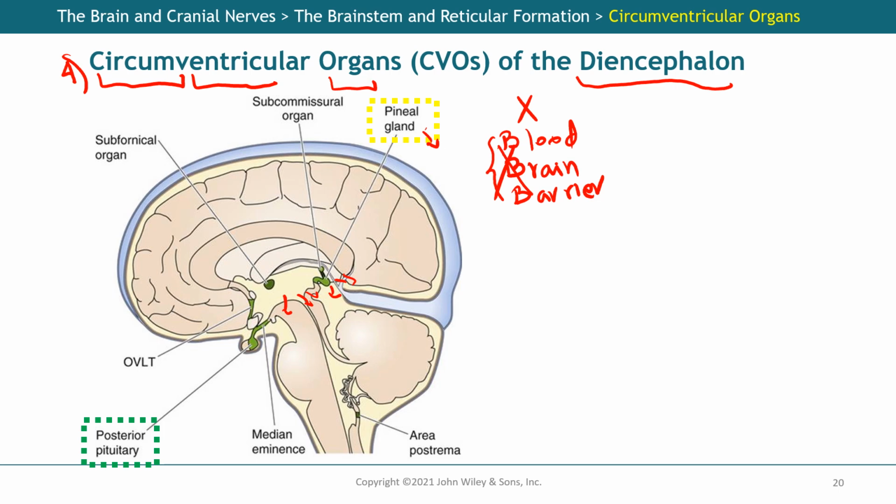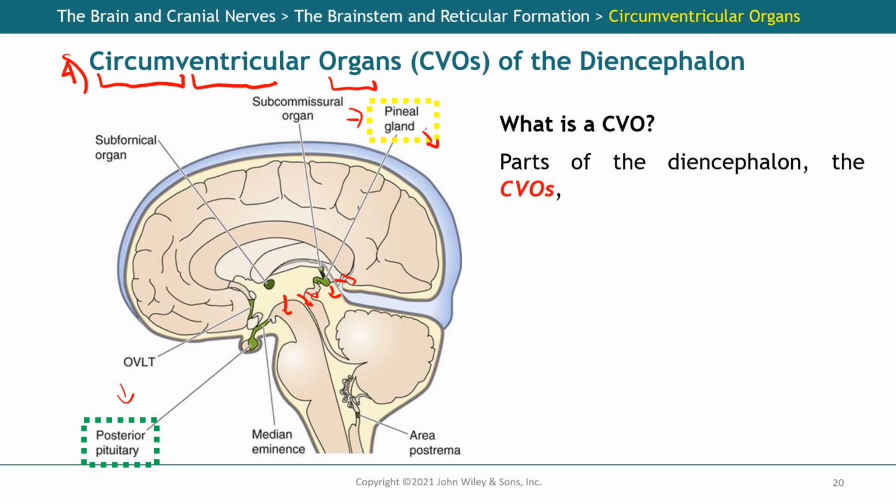In addition, these capillaries allow the organs to monitor the blood and see if there is any change in chemicals. There are around 7 different structures here, 7 different CVOs, but we are not going to cover all of them. I just wanted you to know that they exist. For example, they are located in glands like the pineal gland, in the posterior pituitary gland, and in other regions of the body.